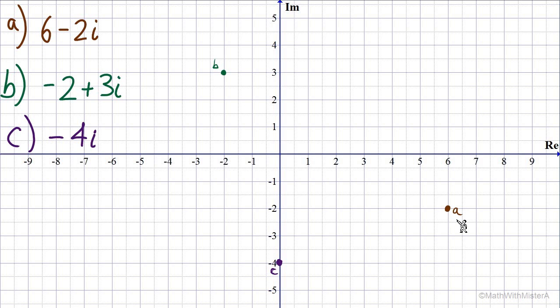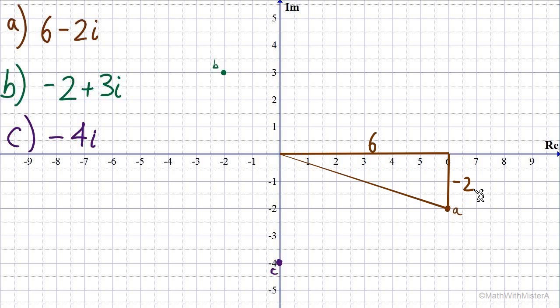First, point A. We need to find the length of this radius from the origin to the point A, and we'll also need to find the angle of rotation. Let's find the radius first. We can do this by seeing it as the hypotenuse of a right triangle. Horizontal side, positive 6. Vertical side, negative 2. We're really going to hold on to the negative signs here, particularly when it comes to finding the angle.